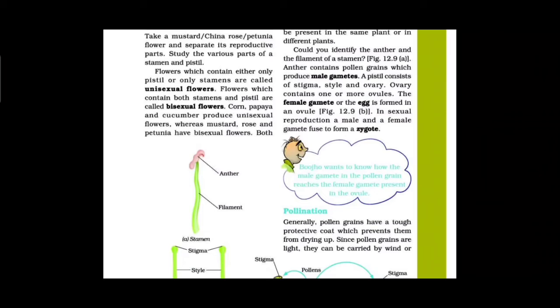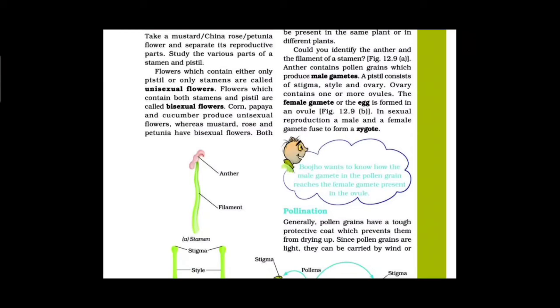Okay. Corn, papaya and cucumber produce what? Unisexual flowers. Whereas mustard, rose and petunia produce what? Bisexual flowers.